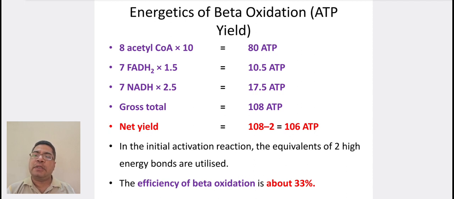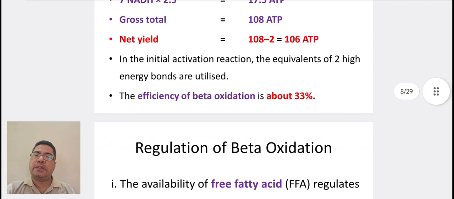In the initial activation reaction, the equivalents of two high energy bonds are utilized. The efficiency of beta oxidation is about 33%.